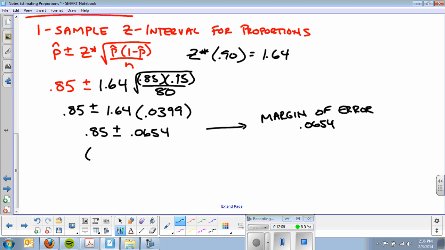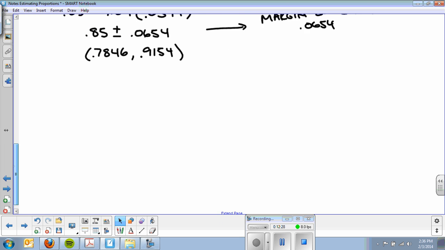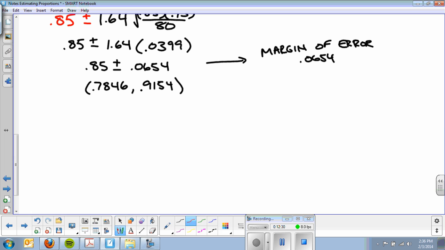I subtract this from 0.85, I get 0.7846. I add it to 0.85, I get 0.9154. And that's my confidence interval. Now that's the calculation. And finally, I have to conclude. So I will make a conclusion, and that's basically my interpretation.